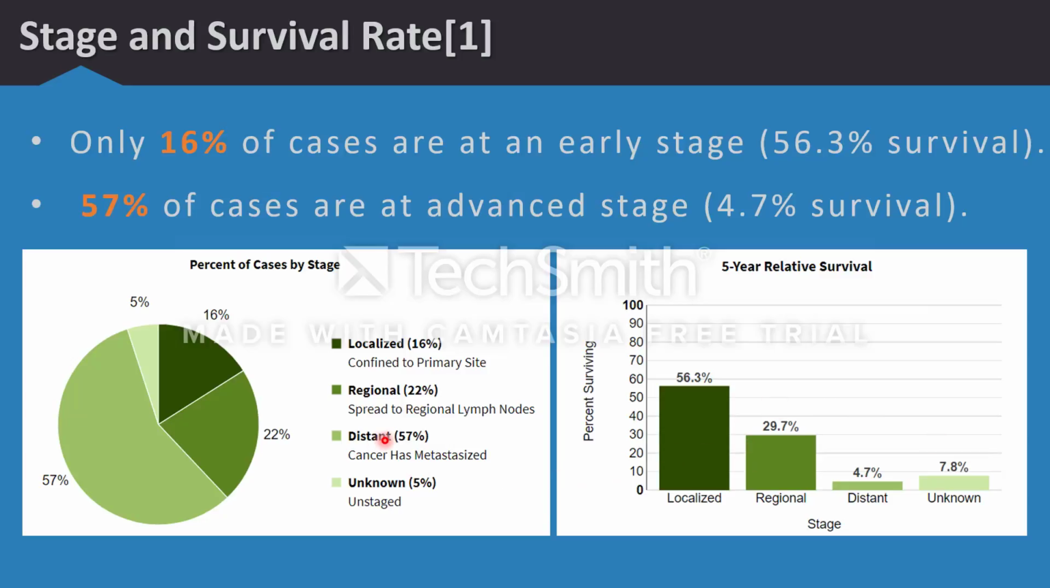But the fact is, 57% of cases are at advanced stage when diagnosed with lung cancer, marked as distant in the left figure. And advanced or distant stage means cancer has metastasized to remote organs and is not curable. The 5-year survival rate of advanced stage is only 4.7%.